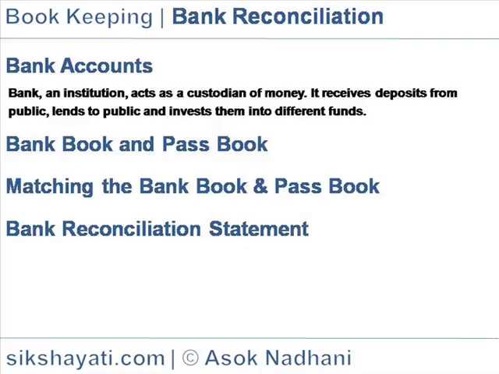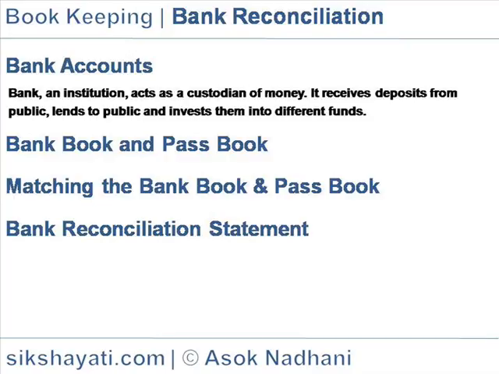Bank accounts. A bank, an institution, acts as a custodian of money. It receives deposits from the public, lends to the public, and invests them into different funds. A bank maintains several types of accounts suiting customers' specific needs. Savings: the amount can be deposited at any time or withdrawn for a limited number of times. The interest paid by the bank to the customer on this type of account is comparatively low.